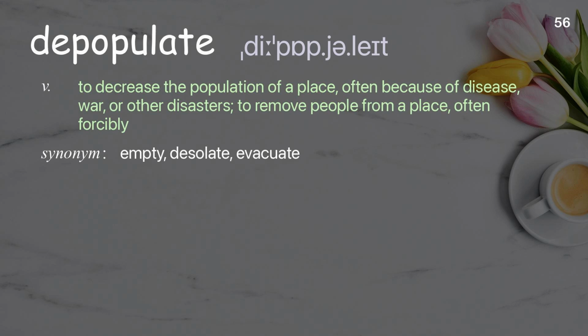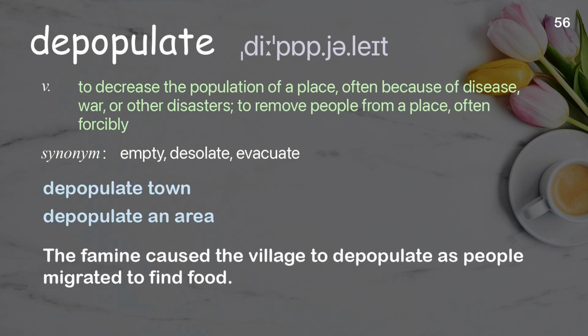Depopulate. To decrease the population of a place, often because of disease, war, or other disasters. To remove people from a place, often forcibly. Examples: Depopulate town. Depopulate an area. The famine caused the village to depopulate as people migrated to find food.